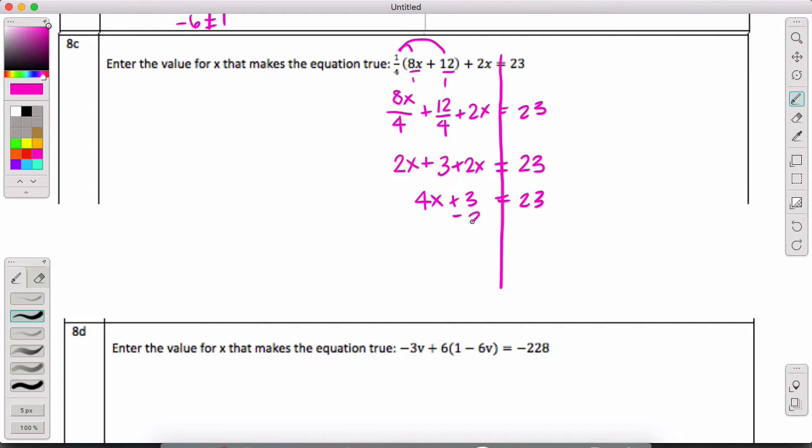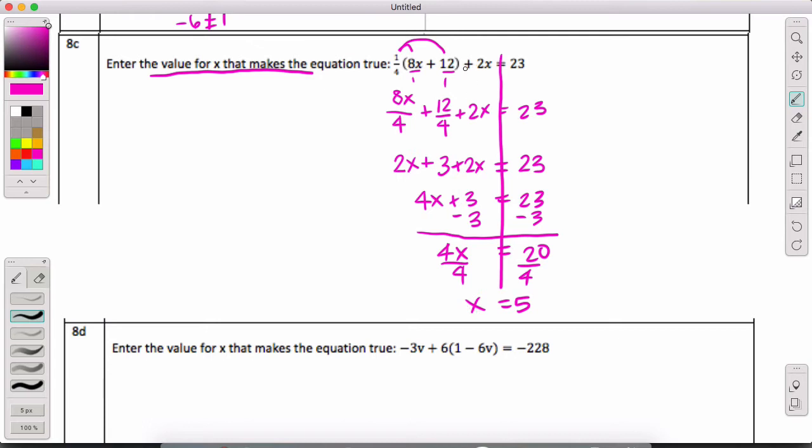Now I'm down to a two-step equation. Take away 3 on both sides. You could even at this point do it in your head, but I recommend going all the way to the end just to make sure. And then we divide by 4. X equals 5. Did we find the value for x that makes the equation true?